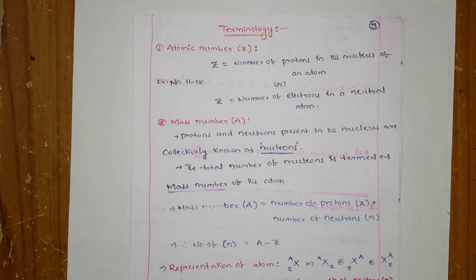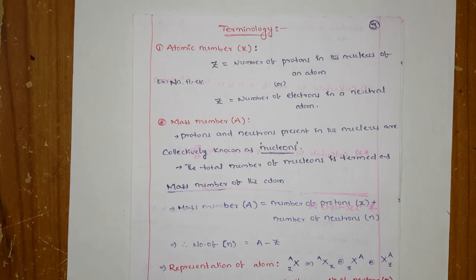Hello students. In the previous lecture we discussed the Rutherford nuclear model of the atom. After that, the next model is Bohr's model. But before going to Bohr's model, we should know a few terminologies. How can we represent an atom, and what is inside it?